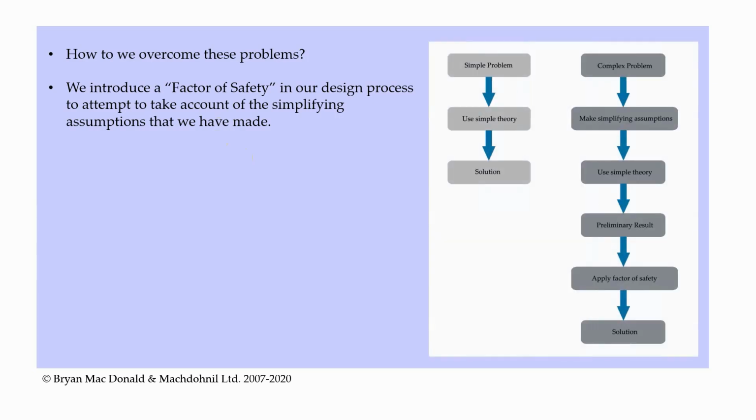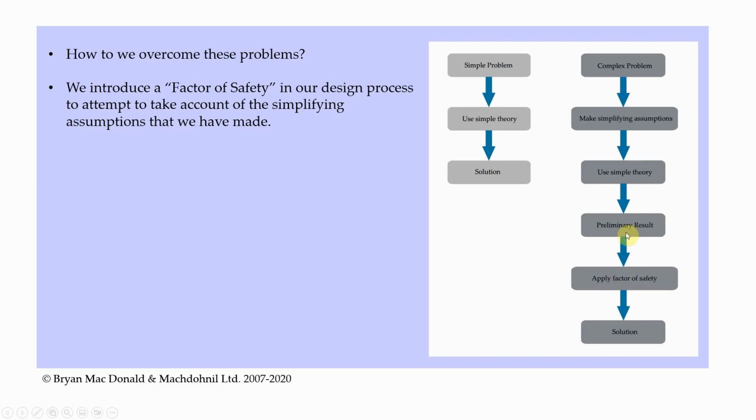So if we take a look at the process that we're going to use here, here's our original process where we had a simple problem, we used simple theory and we got a solution. Now we've got a complex problem. We make simplifying assumptions that allow us to still use our simple theory. We get a preliminary result, and then we apply a factor of safety to that.